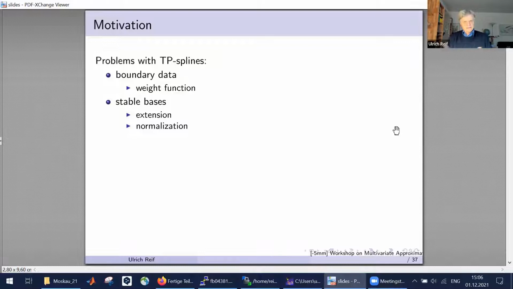The second problem is related to the stability of the basis. This is one of the fundamental properties of the B-spline basis, but it's completely lost as soon as you restrict the B-spline basis to a subset, because there might be some basis functions with only a tiny little piece of their support inside the domain, and this is causing instabilities. Also here, we got some solutions, but also this is not trivial.